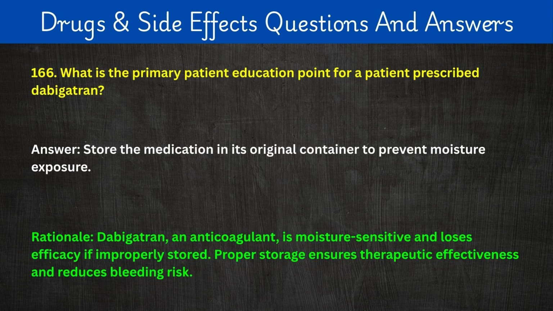166. What is the primary patient education point for a patient prescribed dabigatran? Answer: store the medication in its original container to prevent moisture exposure. Rationale: dabigatran, an anticoagulant, is moisture-sensitive and loses efficacy if improperly stored. Proper storage ensures therapeutic effectiveness and reduces bleeding risk.